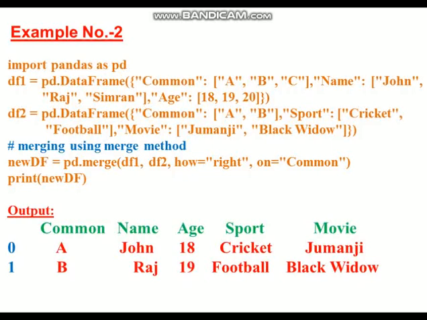Why? Because in the case of merging, the first table's values will be displayed completely whether they are matched in the second data frame or not. If they do not match with the second data frame, then none will appear. If there are no extra rows available, then no value will be displayed. So these are the examples of merging in data frames.